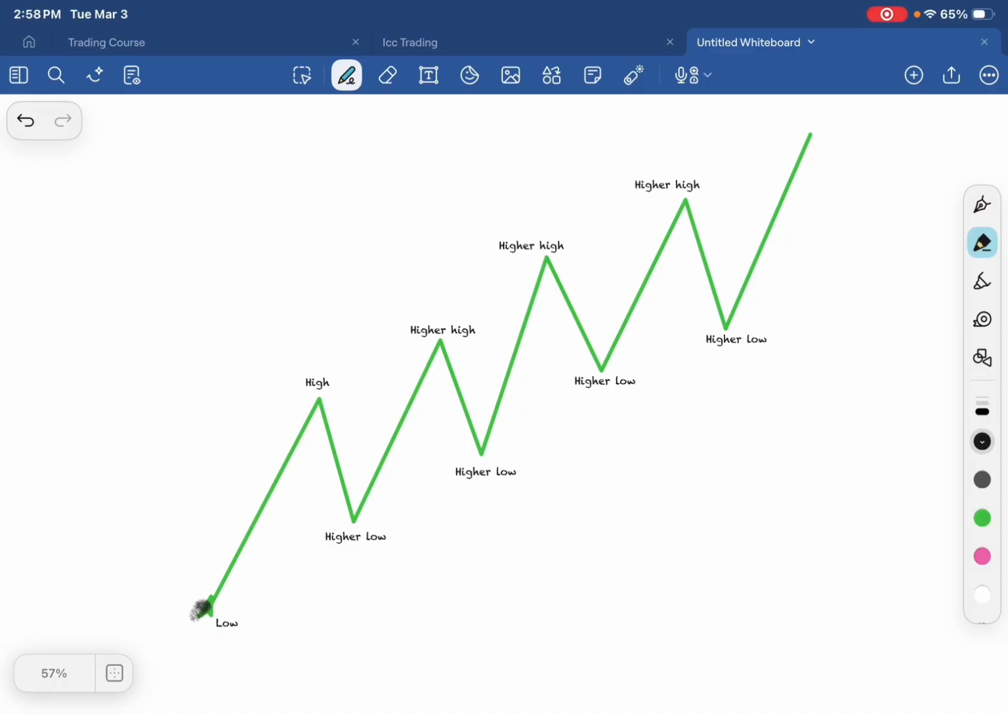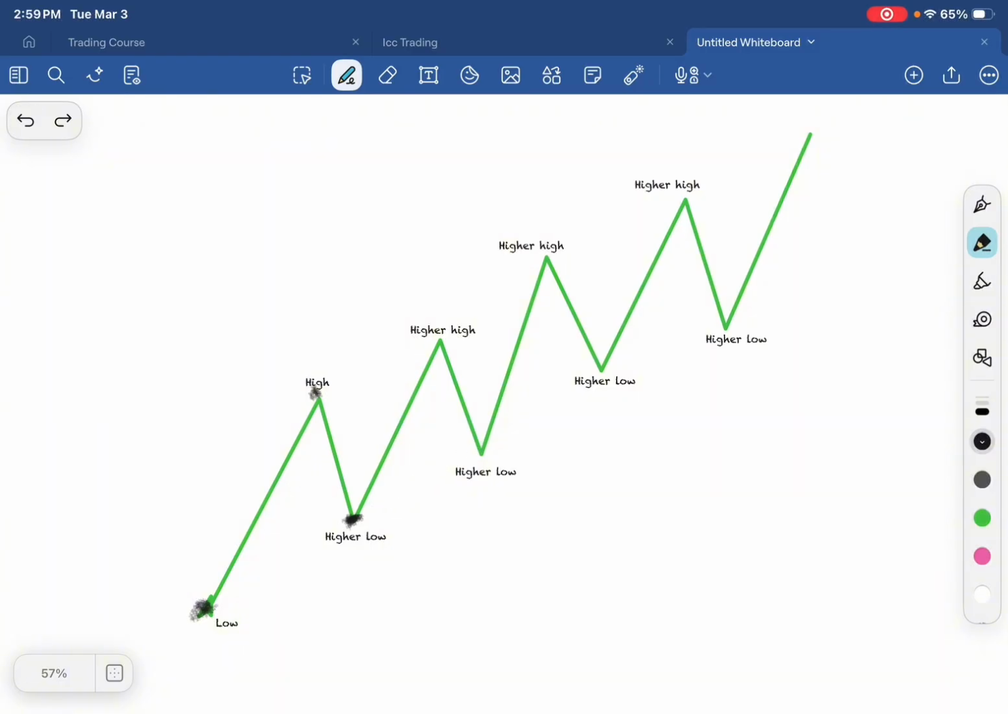So we have a low, we have a high. We have a high. Then we have a higher low because this low right here is higher than the previous low. This low is higher than this low. This high is higher than this high. This high is higher than this high. This high is higher than this high. This low is higher than this low. Want to get it? Alright.